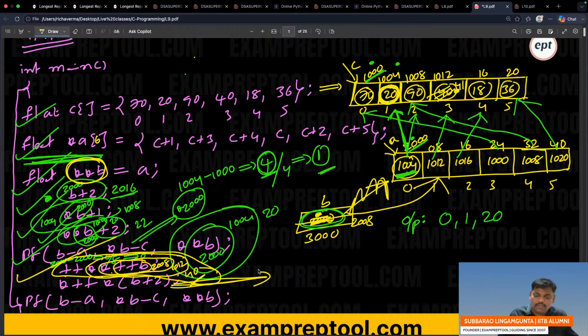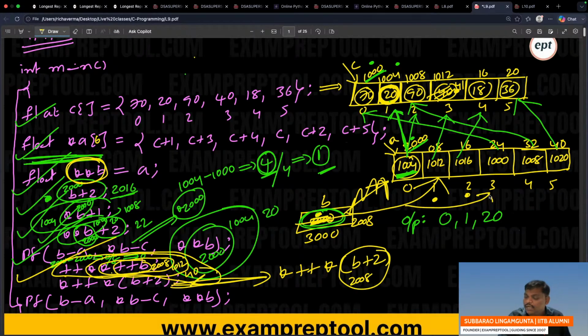Now see this one: star plus star B plus 2. B is 2008, plus 2. What is plus 2? From wherever you are, skip 2 people. This one skip, this one skip. So B plus 2 became 2024. But the important thing is, B will not update. Remember, B will not update. It is simply B plus 2.